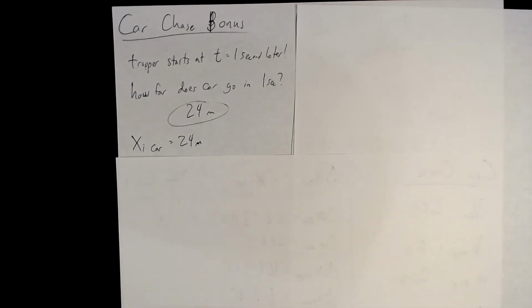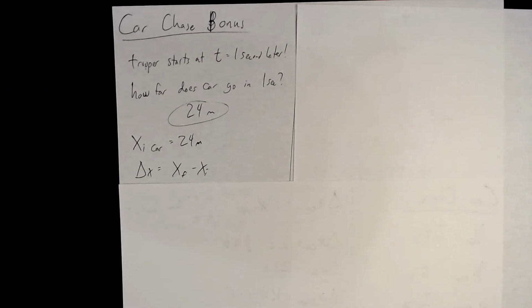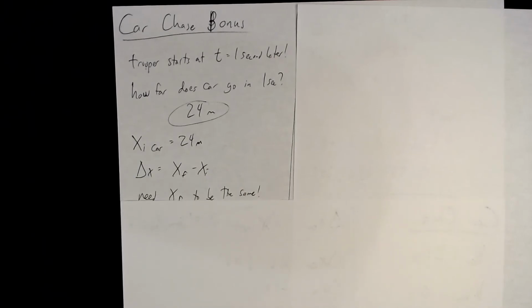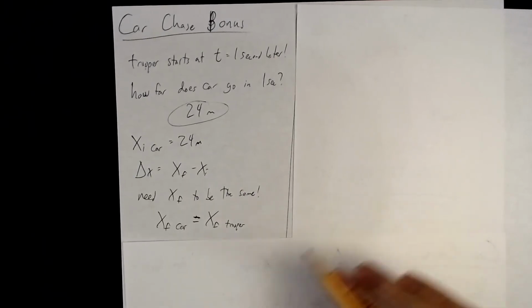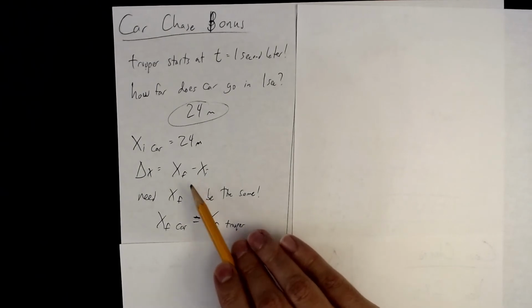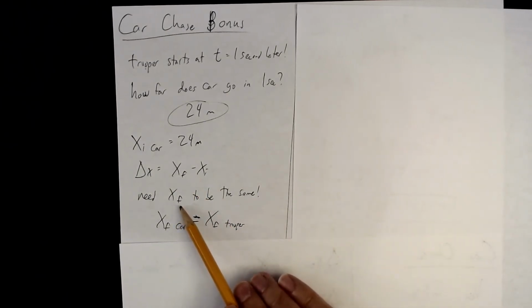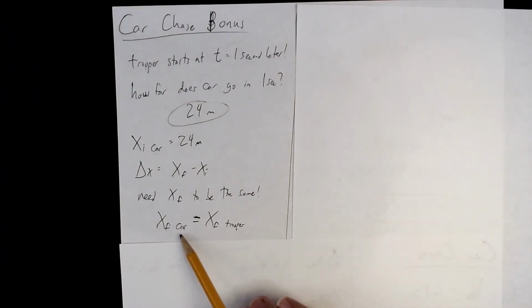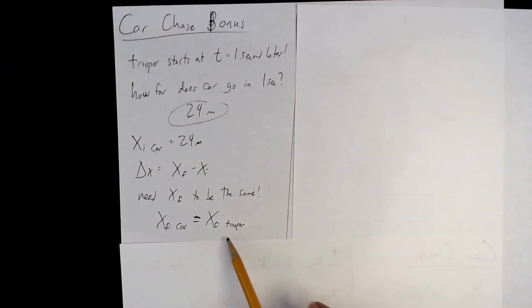We don't have any equations with x initial in them, but we do know that the change in position of an object is equal to the final position minus the initial position. Delta anything is final minus initial. So we can change the delta x's to be that. We would then need the final positions to be the same. When the final position of the car is equal to the final position of the trooper, then the trooper has caught up with the car at whatever time that is.